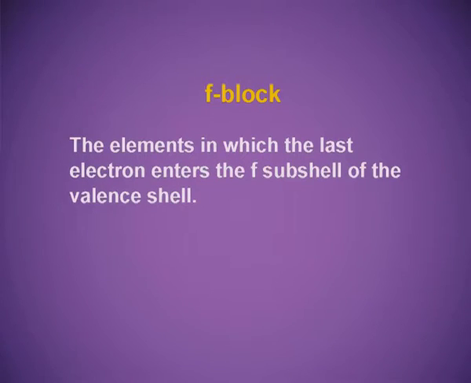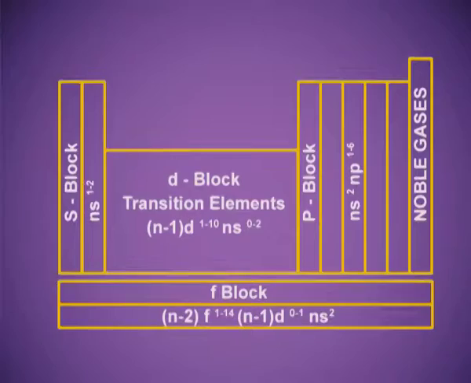F block elements: the elements in which the last electron enters the F subshell of the valence shell. There are 2 series in the F block, the lanthanoids and actinoids. Their electronic configuration is (n-2)f1 to 14 (n-1)d0 to 1 ns2.